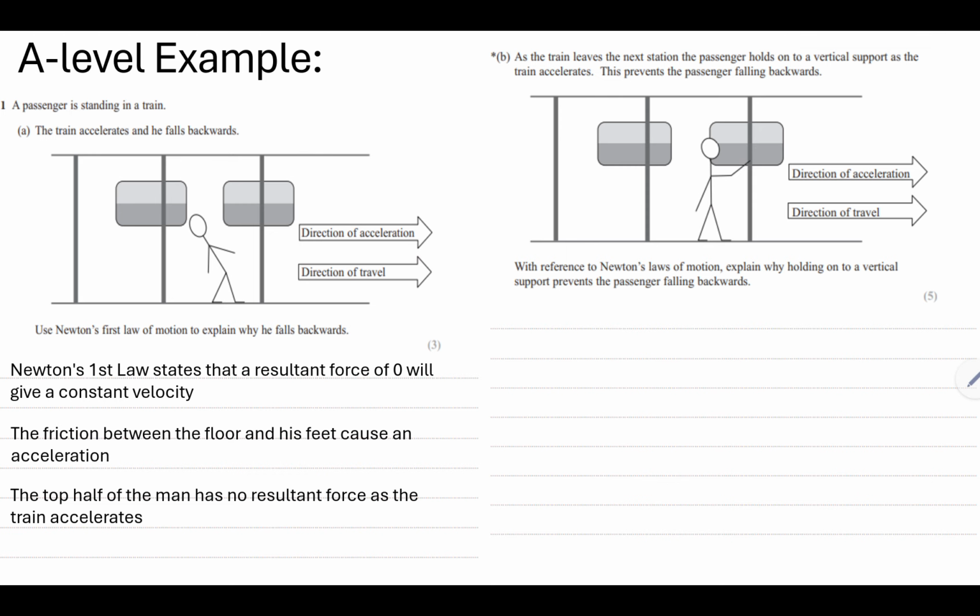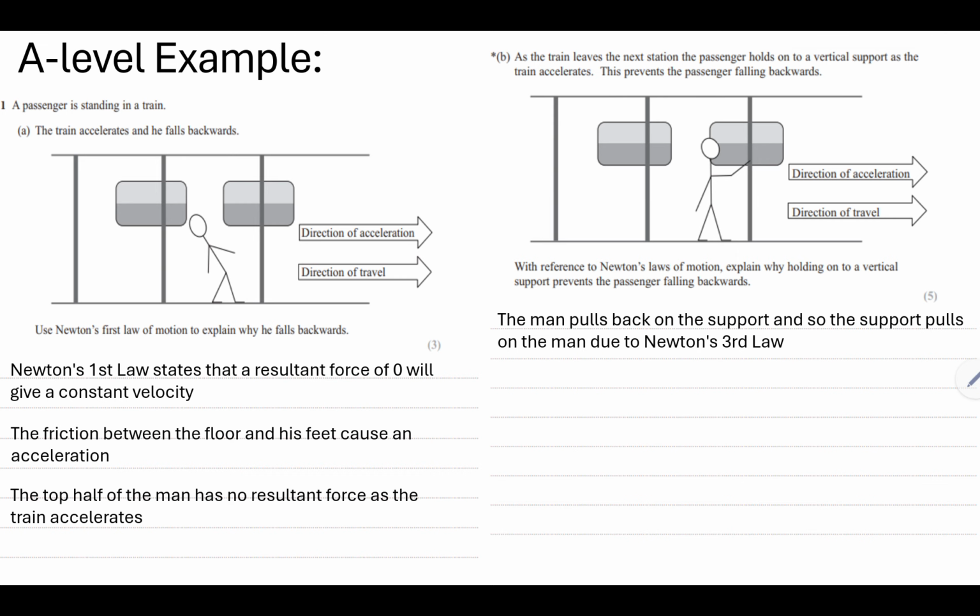Now for part B. As the train leaves the next station, the passenger holds onto a vertical support as the train accelerates. This prevents the passenger falling backwards. With reference to Newton's laws of motion, explain why holding onto a vertical support prevents the passenger falling backwards.